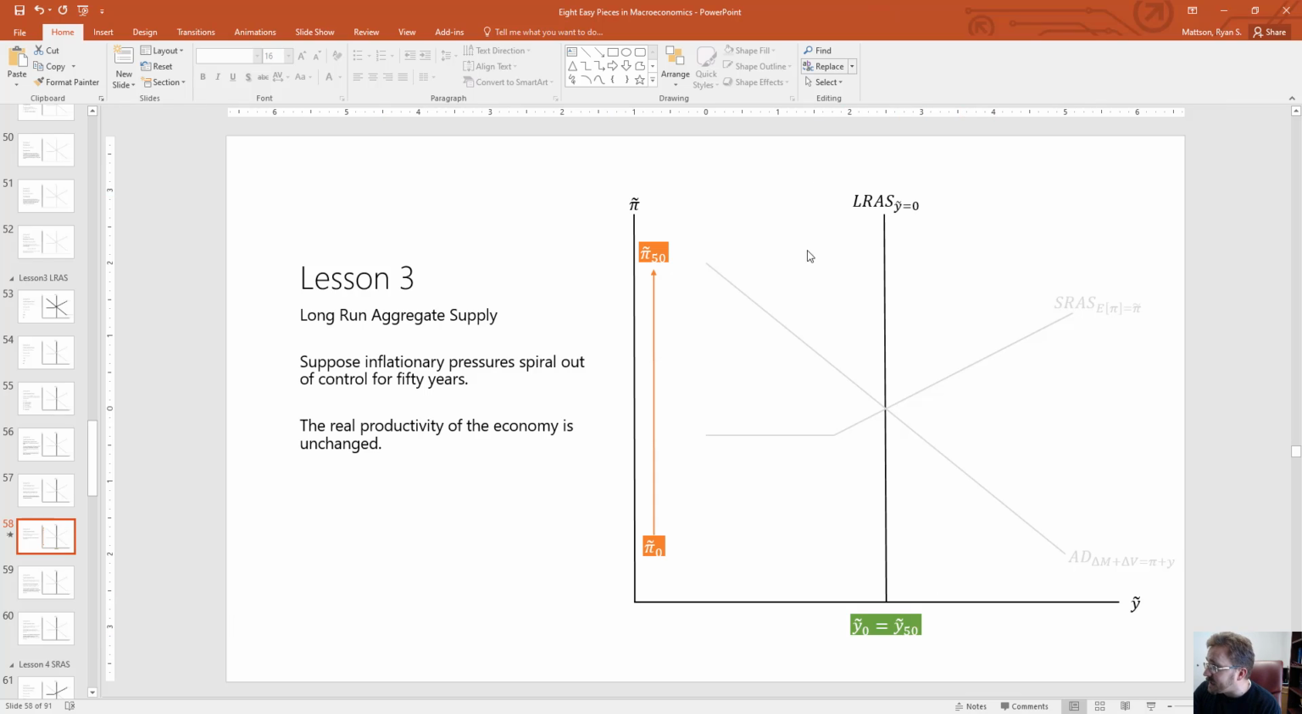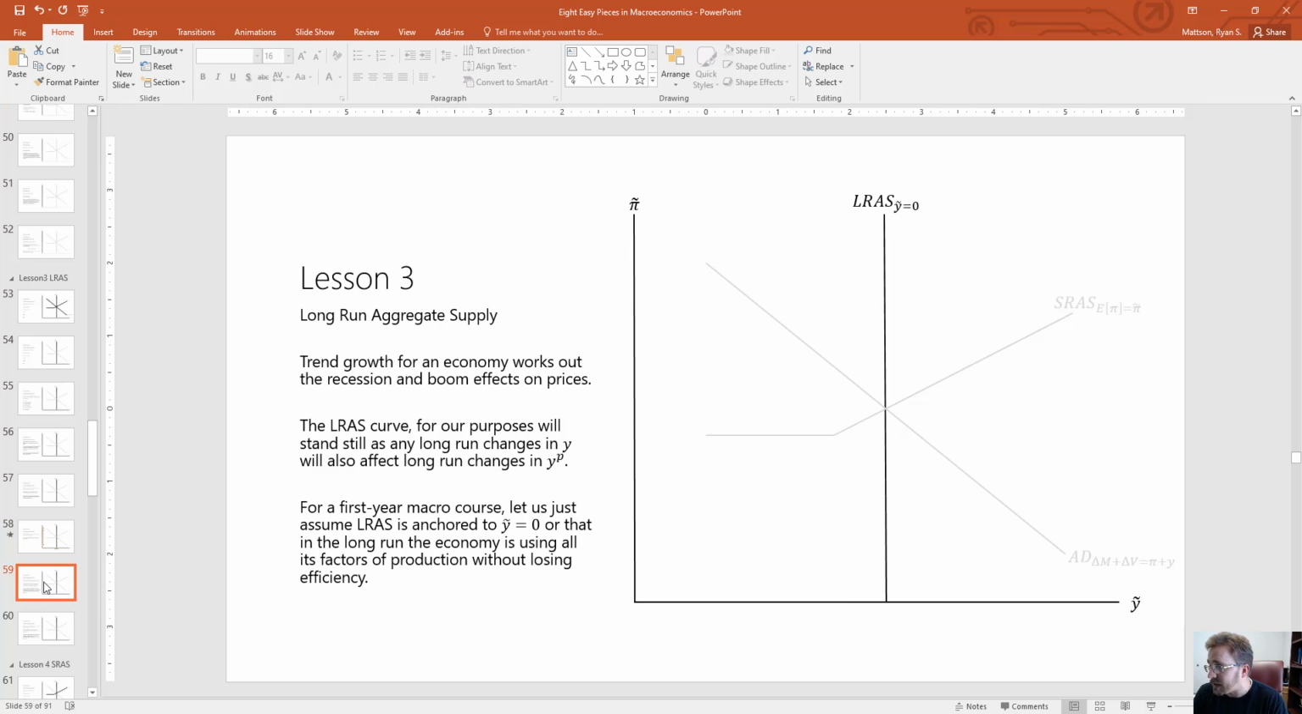So what we can see, again, is the way we've drawn this. Let's say we start off in year zero, and inflationary pressures spiral out of control for 50 years, pushing inflation, the inflation gap, up this vertical axis. Well, really, real productivity, as you can see here, has not changed. It's all this monetary illusion that is then going on that we will deal with in the short run when we look at aggregate demand and short-run aggregate supply.